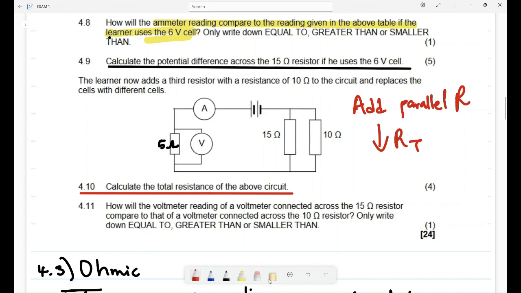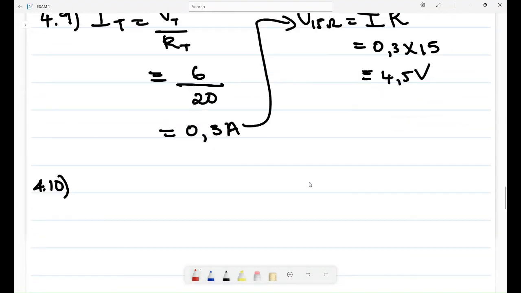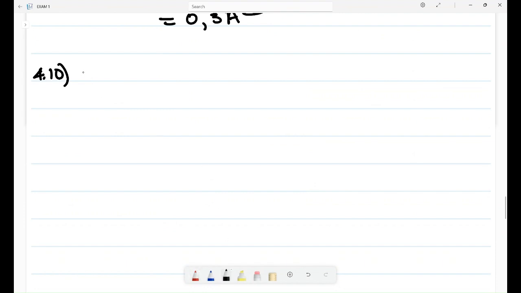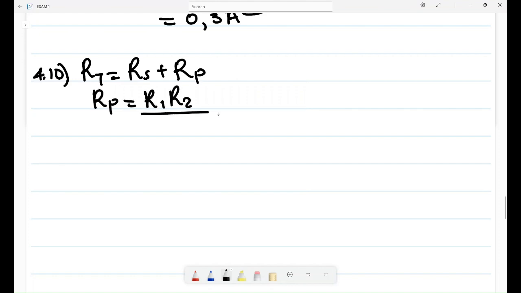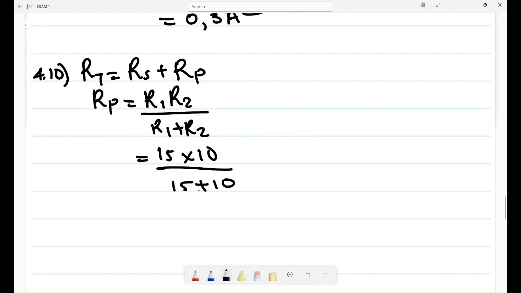All right. Now, how do we calculate RP if we have two resistors? Remember, RT will be RS plus RP. Now, how do I calculate RP? Remember, if I have two resistors, RP is R1 times R2 divided by R1 plus R2. Therefore, 15 times 10 divided by 15 plus 10, which is 150 divided by 25, which is 6 ohms. Yes, 6 ohms there.